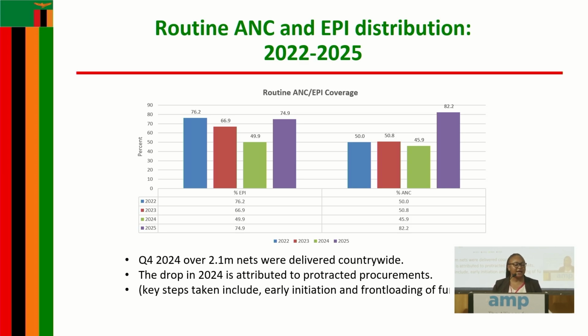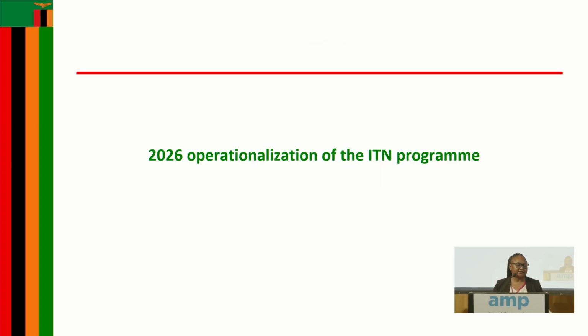That's why you see a spike with regards to coverage in 2025, because we've had nets that have gone round to all health facilities. In addition to that, we have included nets in the electronic management system to ensure accountability of every net that is taken out there, and also visibility. Some of the key steps that we've taken into consideration are early initiation of procurement and front-loading of most of our funding. Next slide.